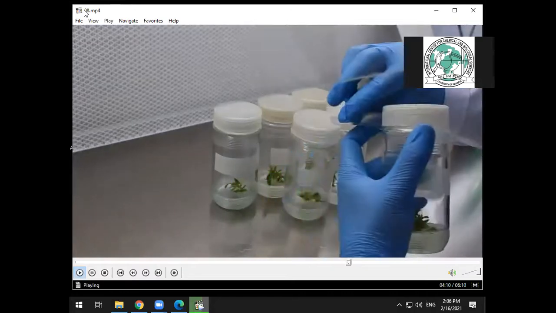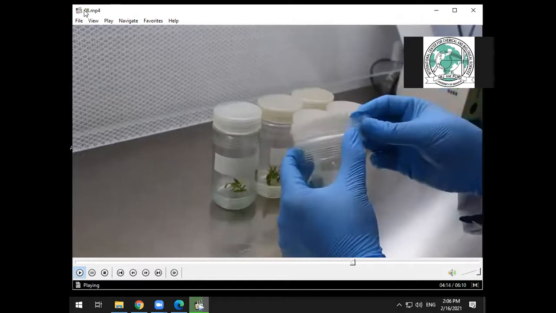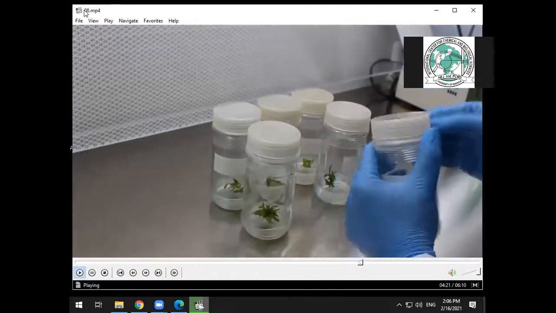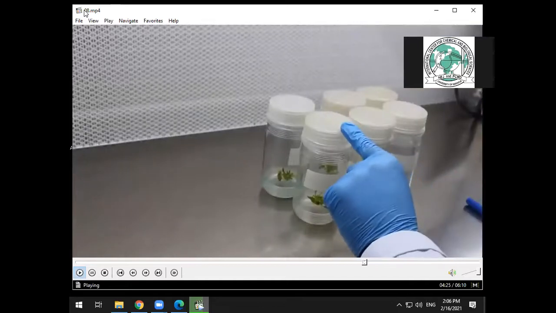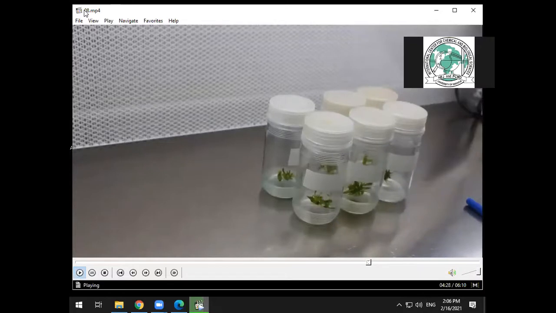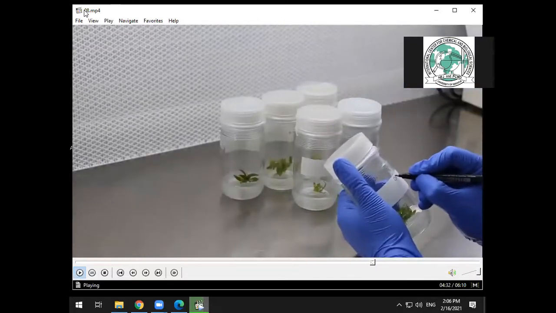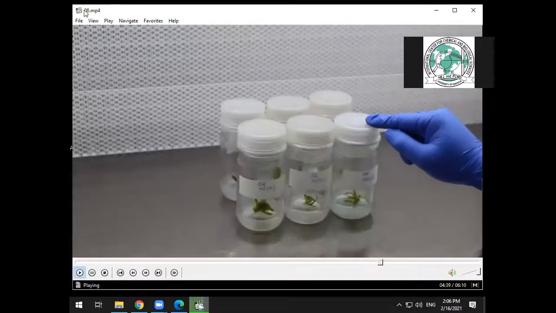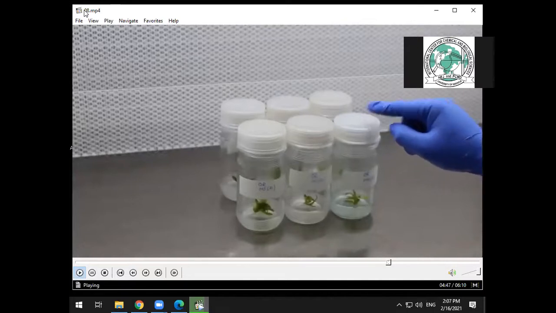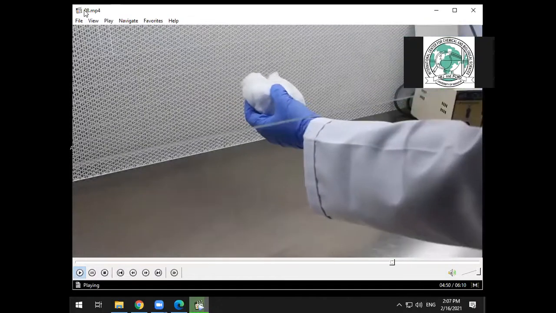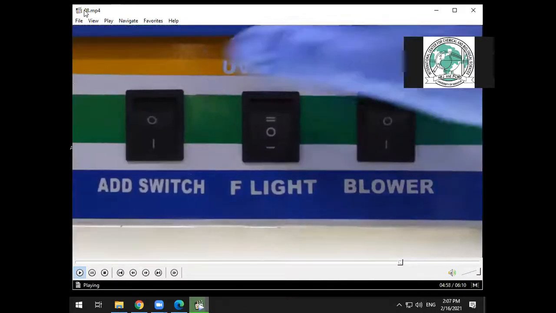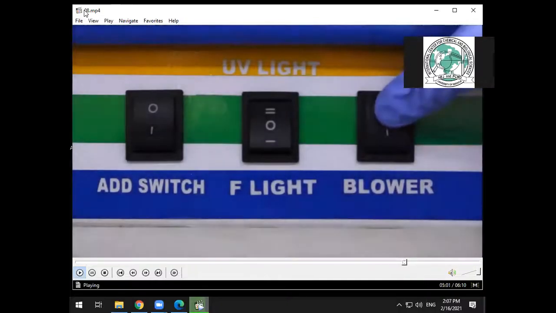Wrap the jars with parafoam to avoid any kind of contamination. Label the jars with the type of plant, type of media, and date. These jars are now ready to shift into the growth room under aseptic environment. Clean the surface of hood with 70% ethanol after finishing your experiment. Turn off switch, light, and blower.